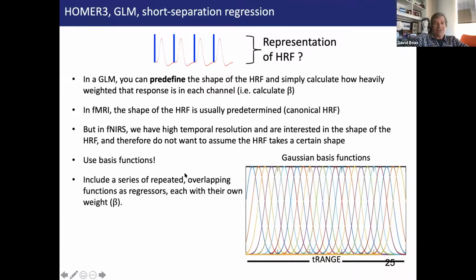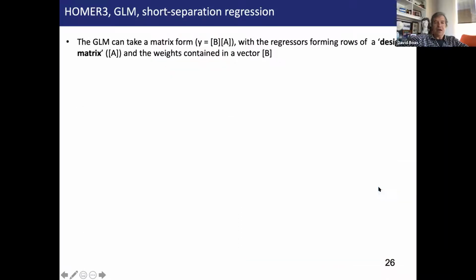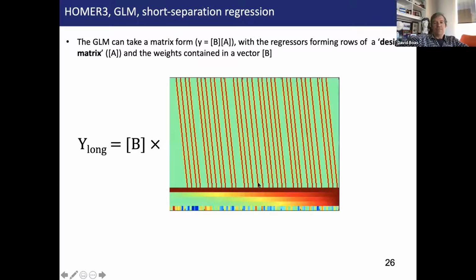So first off, we like to start off just using Gaussian basis functions. So we have a series of basis functions that we're using to model the shape of the HRF. And so we have a beta that we're estimating for each one of these basis functions. So if we put all of that together, this is what our design matrix would look like. You can basically see here all of the stimuli that are presented.